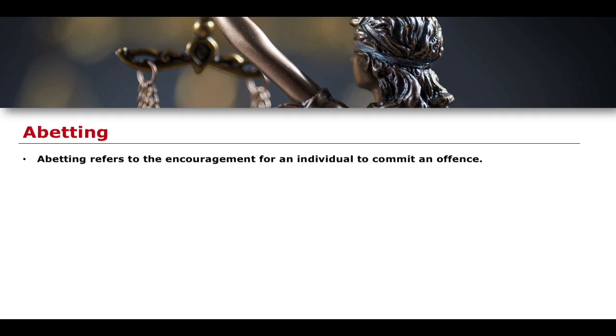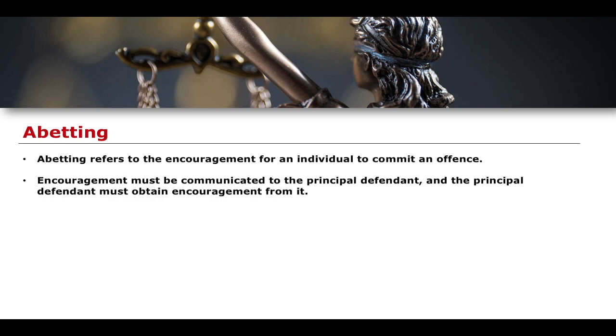Abetting is slightly different, because essentially what abetting refers to is the encouragement of an individual to commit an offence. When it comes to encouragement and abetting in the commission of an offence, this must be communicated to the principal defendant, and the principal defendant must also obtain encouragement from it. So it's not necessarily helping them in a way which would suggest that otherwise they would not be able to commit the offence if they did not have this other person aiding them. It is simply egging them on, allowing them to have certain amounts of encouragement.